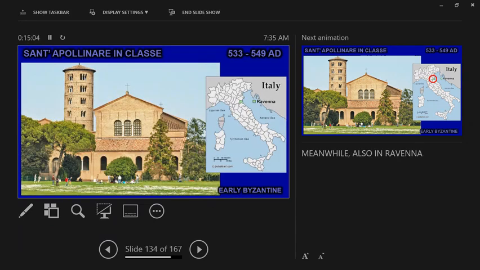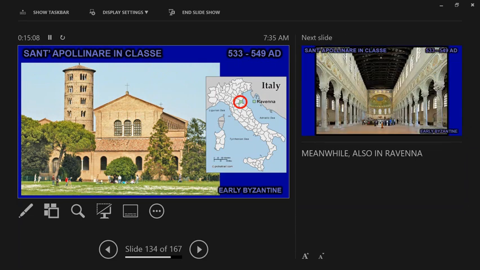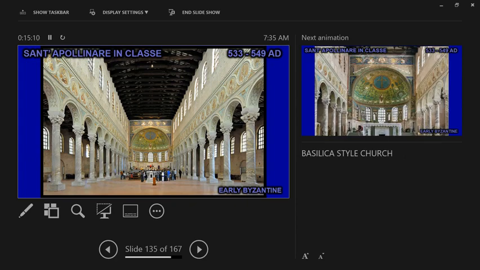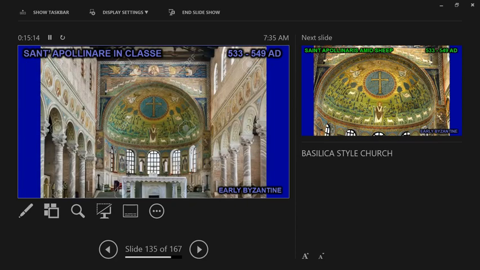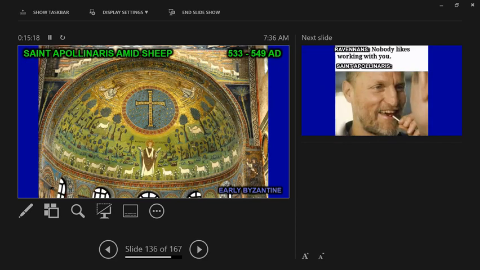So now we're staying in Ravenna. Here's Ravenna. We're going to go into another church and we're going to look at the apse mosaic. It is a mosaic of Saint Apollinaris amid sheep. You see the saint in the center. You can see the sheep lined up along the sides.